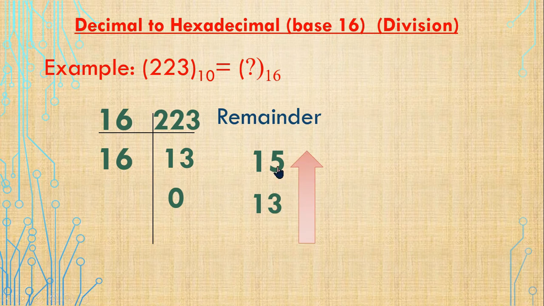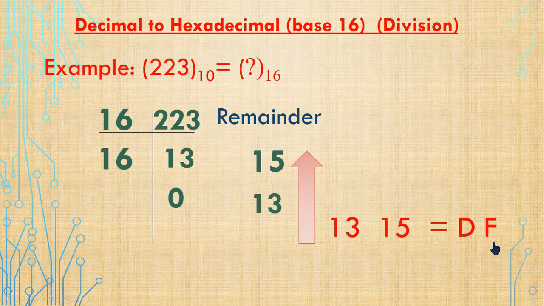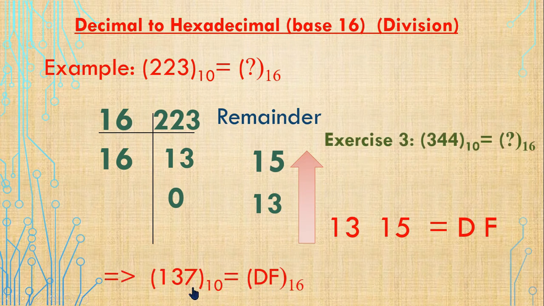So we have 13 and 15, but we need to recall that 13 in hexadecimal is D, while 15 is F. Therefore we have this as our result, DF in base 16.